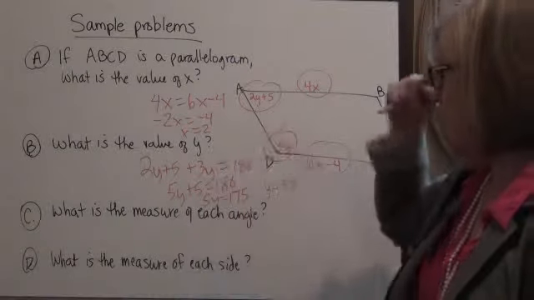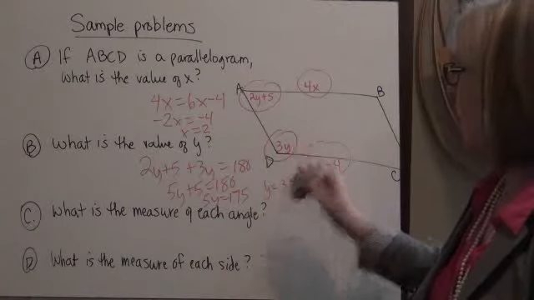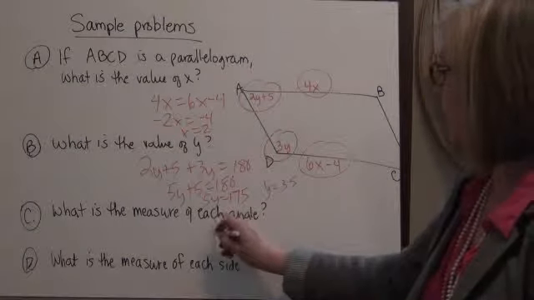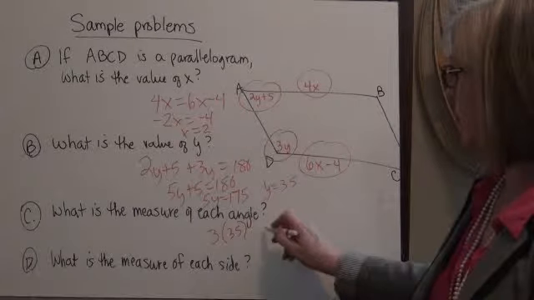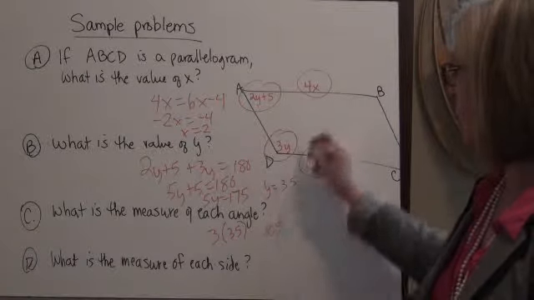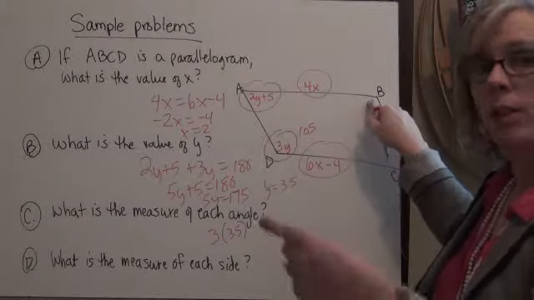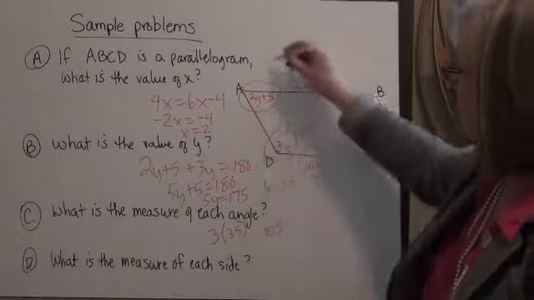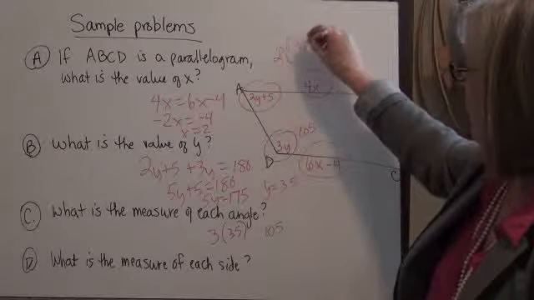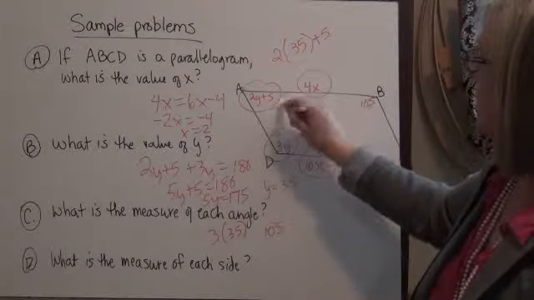Okay? The next question says, what's the measure of each angle? Well, let's see. If I know what y is, I think I could plug that in. 3 times 35. 3 times 3 is 9. That's 105. So this angle is 105. Now, what do you know about angle B? Congruent. It's also 105. This one, so let's put 2 times 35 plus 5. 2 times 35 is 70. So this angle is 75.